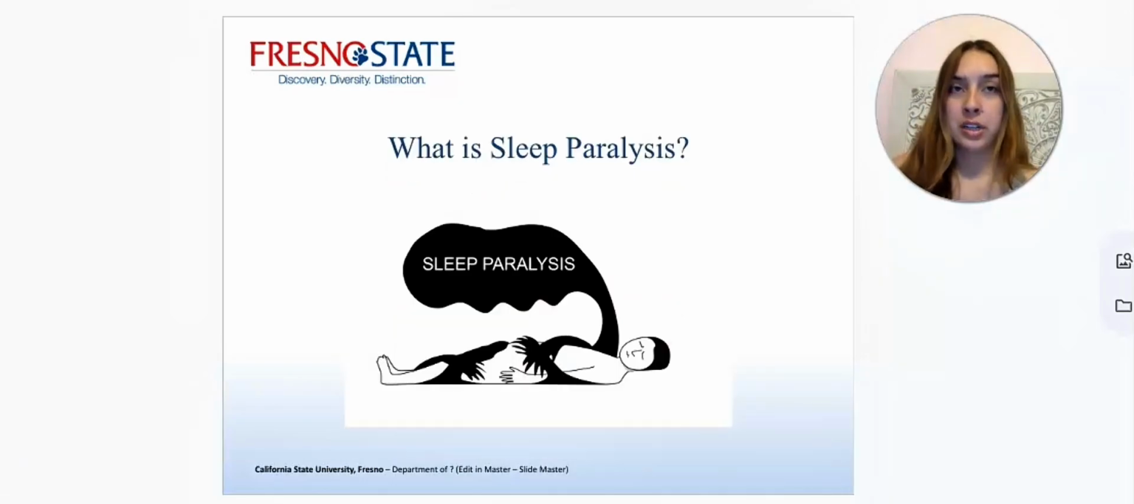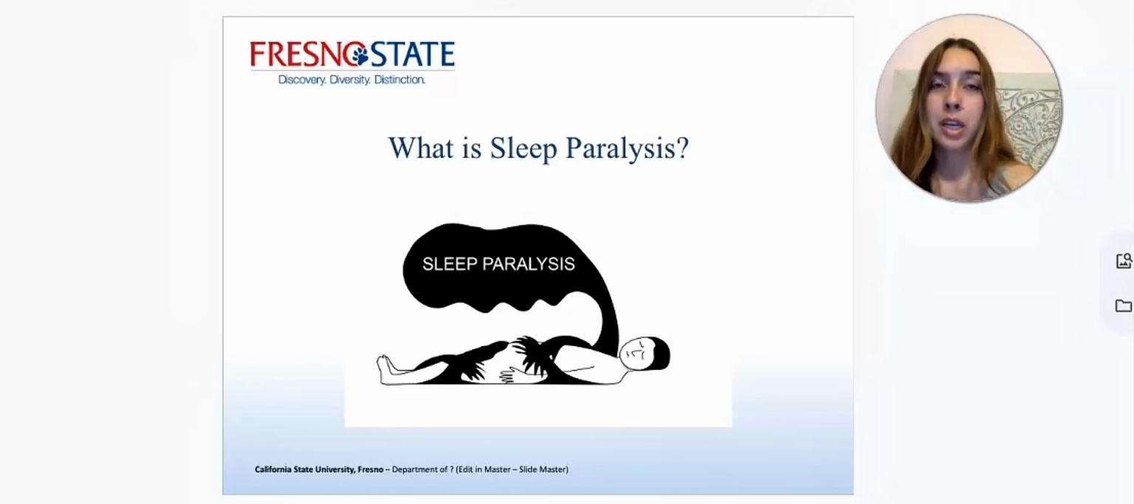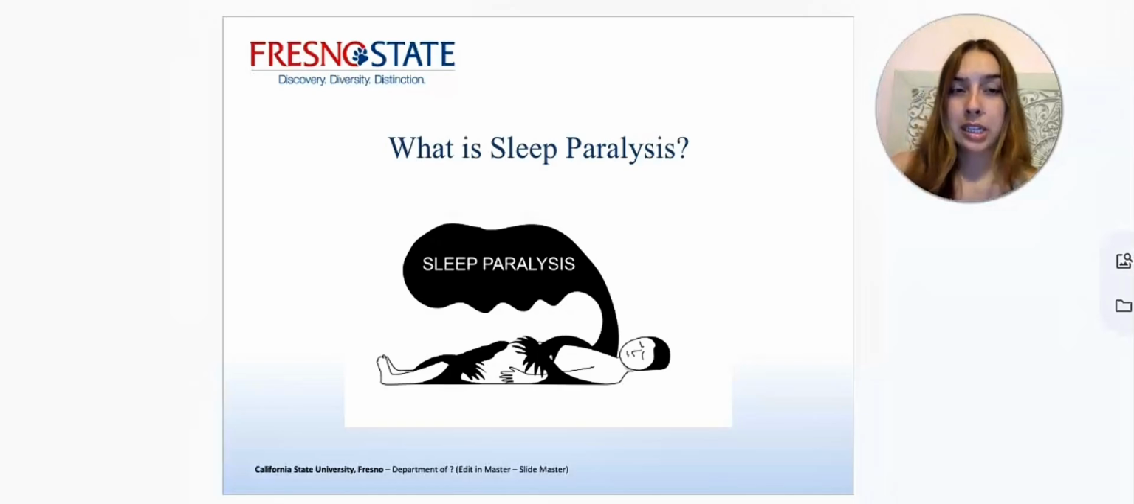So what is sleep paralysis? Sleep paralysis is the temporary inability to move or speak while falling asleep or waking up, and typically it occurs when the brain is awake but the body remains in a sleep-like state. It is often accompanied by hallucinations and intense fear.